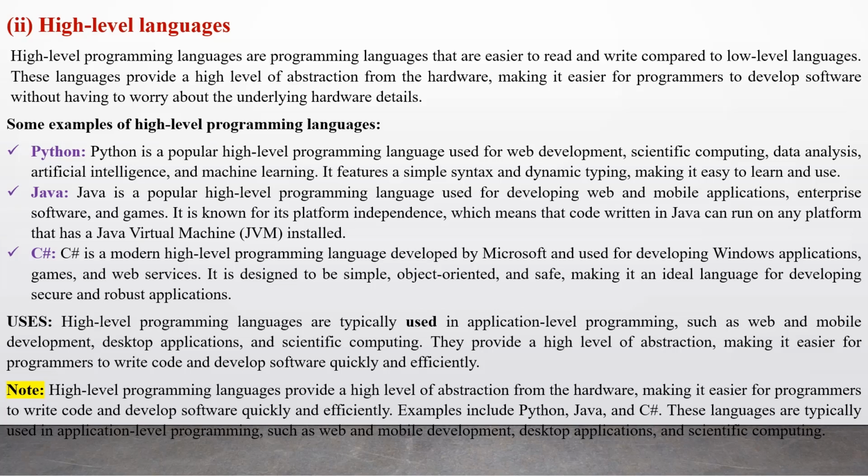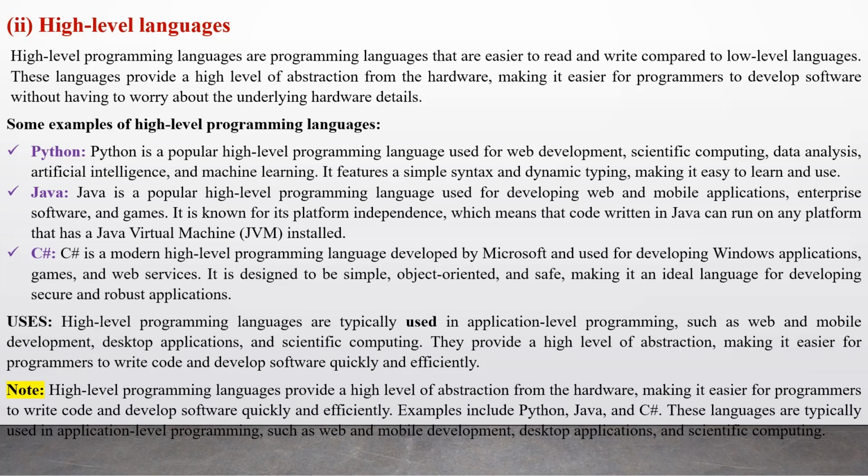Java is a popular high-level programming language used for developing web and mobile applications, enterprise software, and games. It is known for its platform independence, which means that code written in Java can run on any platform that has a Java Virtual Machine (JVM) installed.